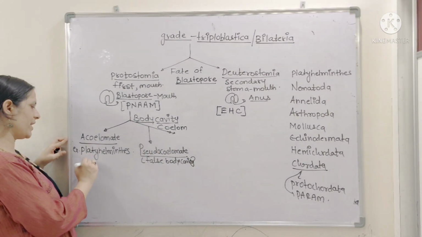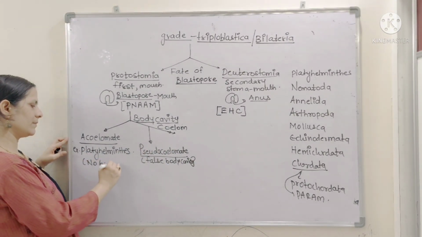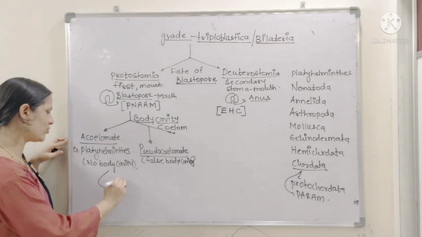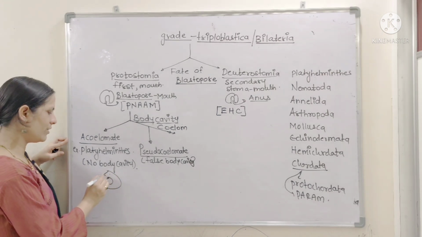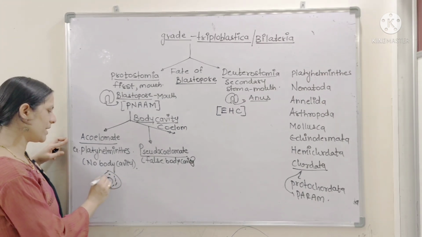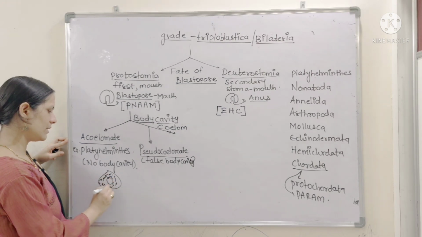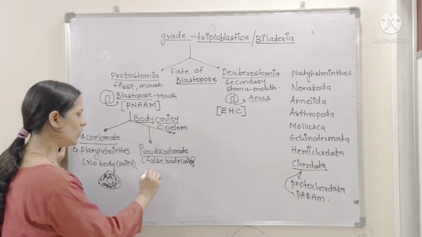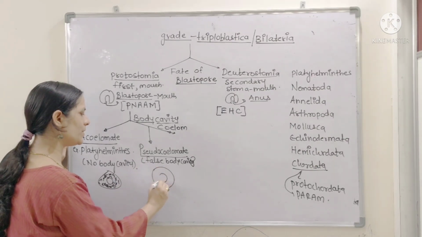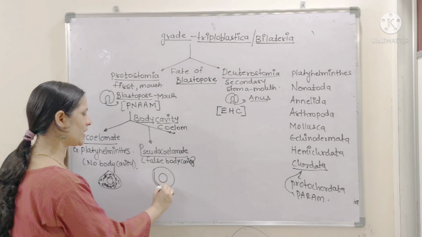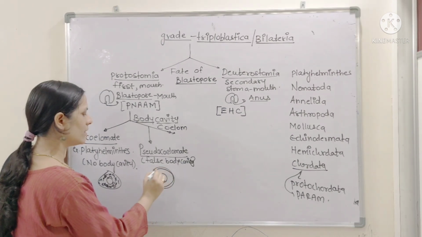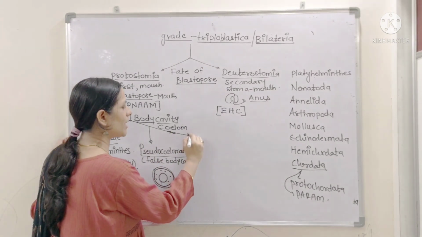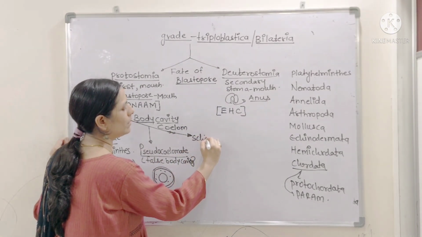Acoelomate: there is no body cavity. Here you could say they have ectoderm and endoderm, and in between you will be getting a solid mass. So no cavity. Pseudocoelom: ectoderm is there, endoderm is there, and one muscle layer, and you are getting a false body cavity.